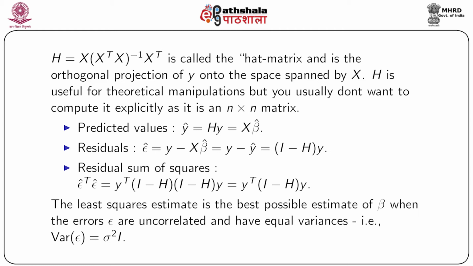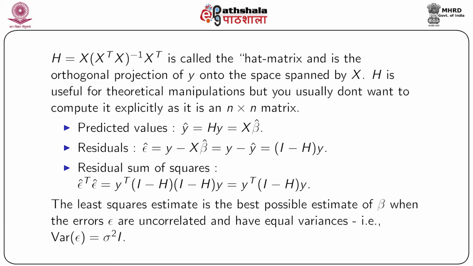And the residual sum of squares, which is epsilon hat prime epsilon hat, in terms of the hat matrix and the identity matrix can be written as y prime (I minus H) times (I minus H) times y equals y prime times (I minus H) times y, because the I minus H matrix is idempotent, so the square of the matrix equals the matrix itself.